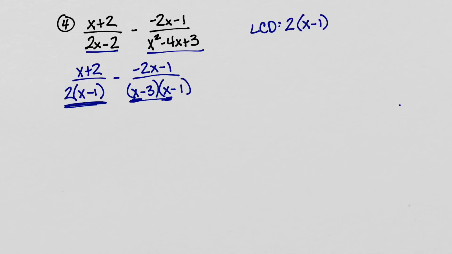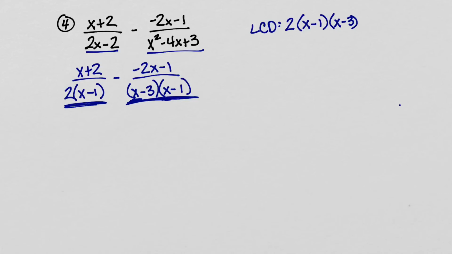So then I look at this second denominator here. Well, it has an x minus 3. I haven't included that yet, so I need an x minus 3. And then it has an x minus 1. Well, I already listed that right there, so I don't list it again. So my least common denominator is going to be a 2 times x minus 1 times x minus 3.